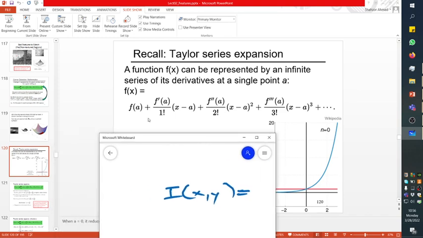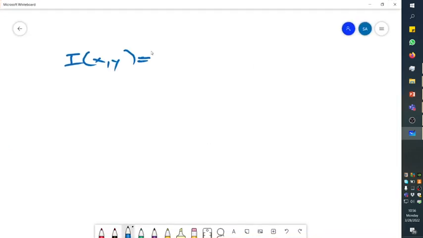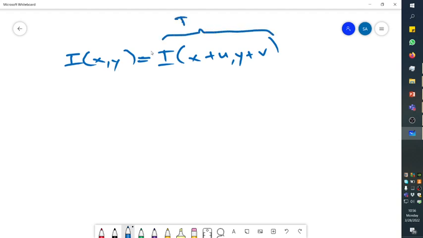this says to evaluate any Taylor series approximation of I of xy, we evaluate it at a certain point a. Okay, at a certain specific point we have to evaluate the function. So let's write I of x plus u, y plus v. This is the same as saying I of xa, ya, where xa and ya are specific points in the local region.